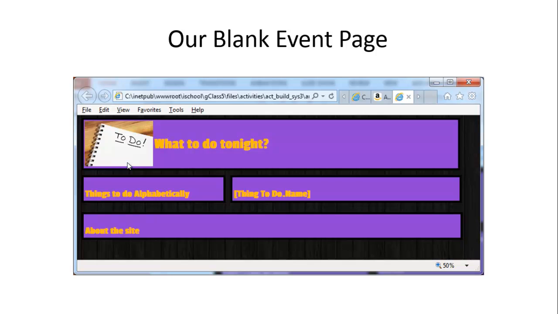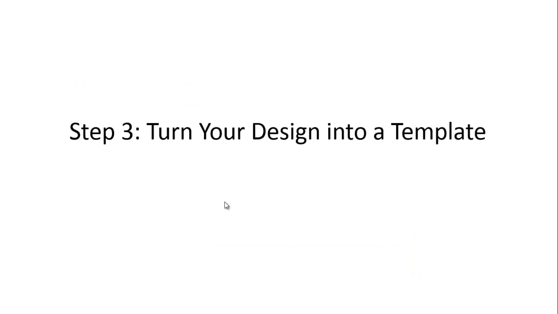So here's what it looks like when it's been stripped out. All the particular content is out of there, and I just left a little bit of a placeholder here because I want to make sure that there's something in this div. Okay, so here's our blank event page, and now we're going to turn that design into a template. So first step is only design, has nothing to do with building the page, where you create one page that has everything on it. Second stage is pretty easy. It's just getting rid of all the particulars and leaving behind what isn't particular.